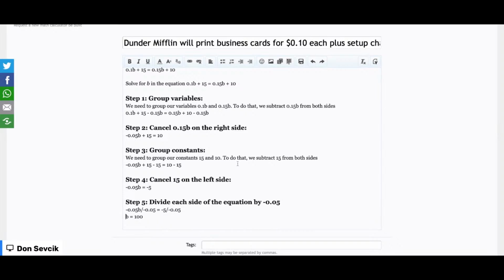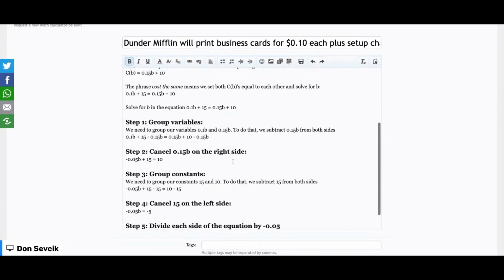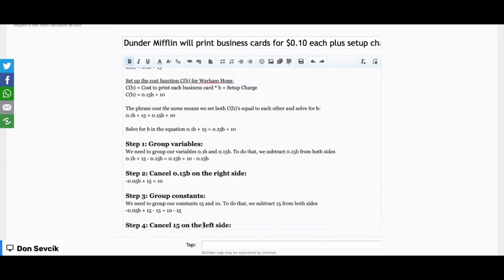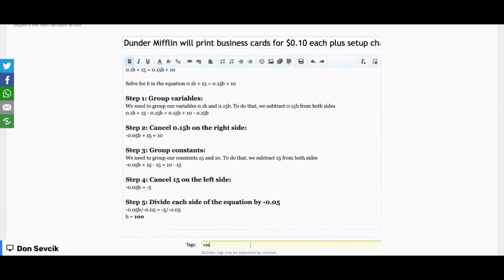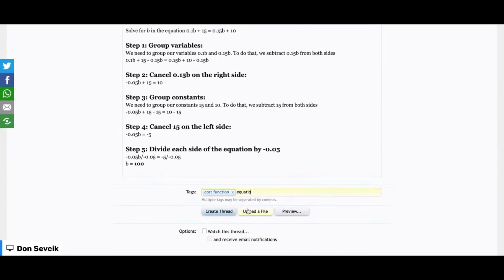If you recognize the patterns in the problem, you can follow the system and you'll never go wrong. Once we get the b's on one side and the constants on the other, we have a nice, easy solve for b. So we're going to divide each side by negative 0.5 to get rid of this, and we get b equal to 100. So 100 business cards is the answer to make the cost function of Dunder Mifflin equal to Wareham Hogg. So this was a big cost function problem and equation because we set them equal to each other.